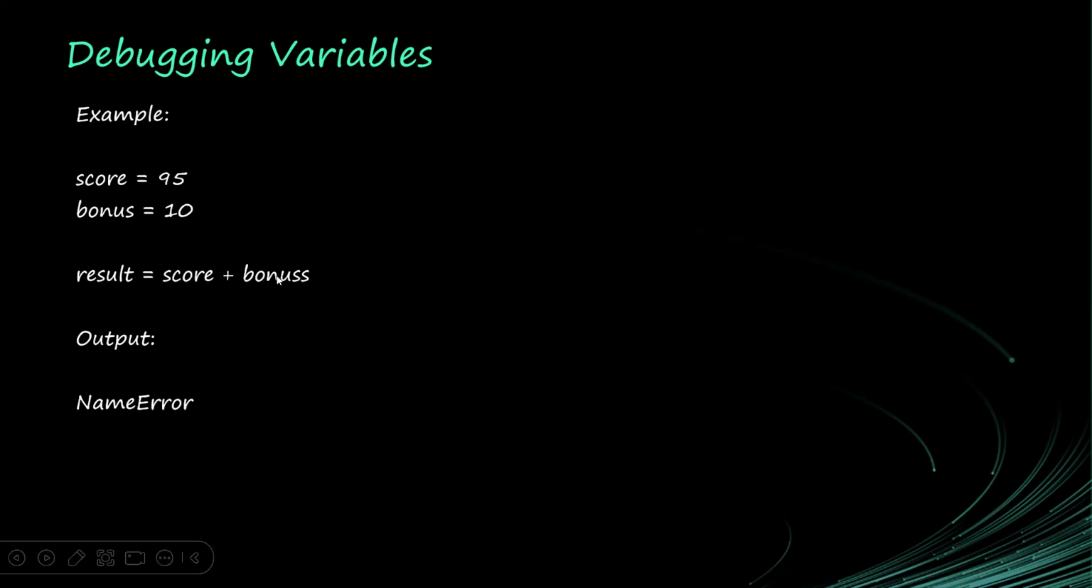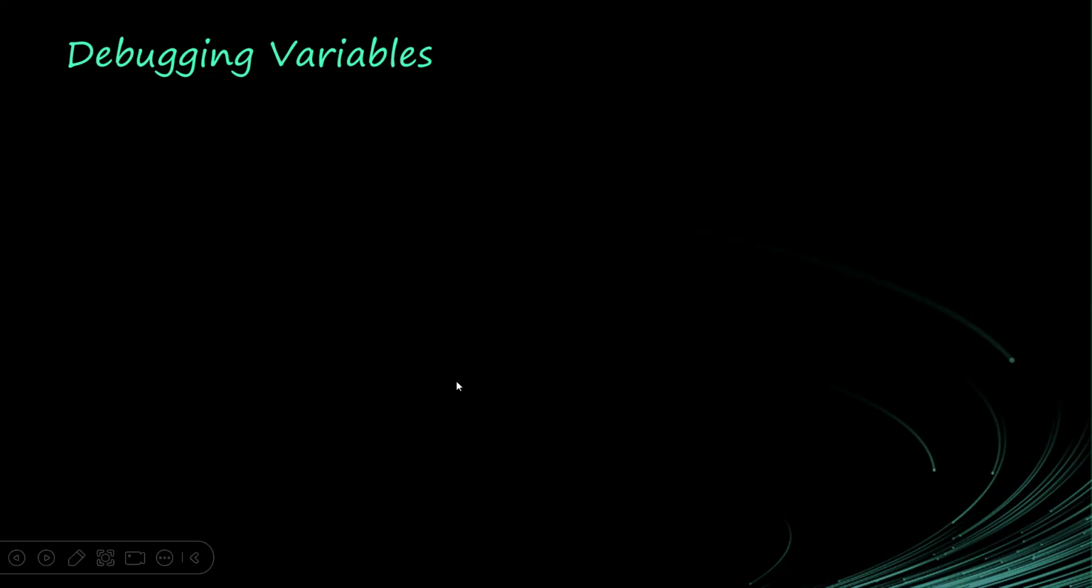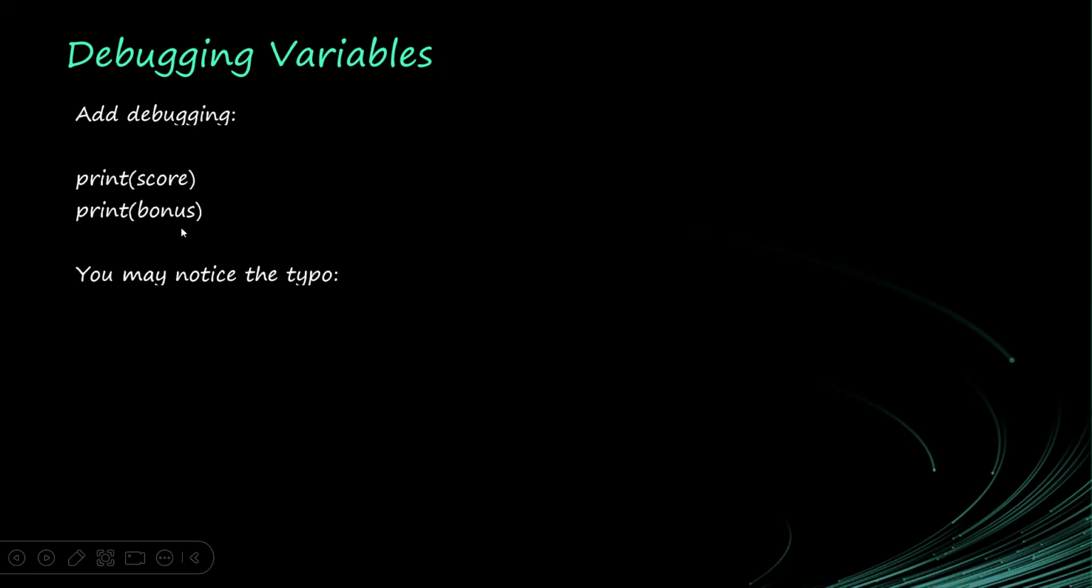This bonus here does not exist. So it's a name error. So what can you do? You can actually add debugging. You can print them. You may notice the typo when you are printing. Okay, you can print the variables out.